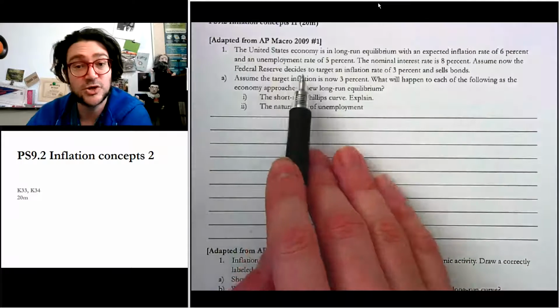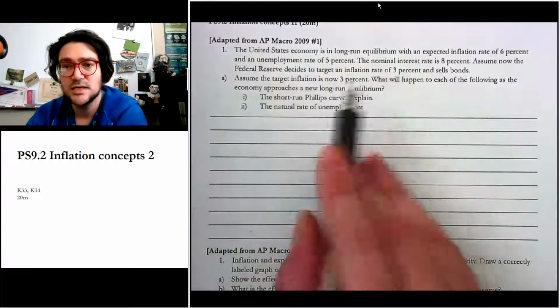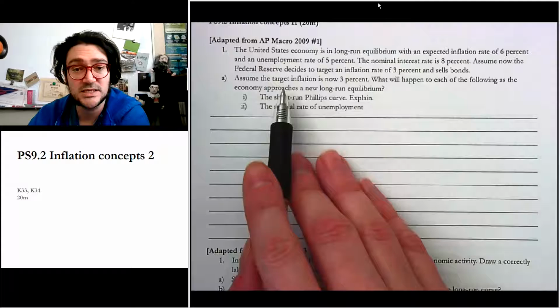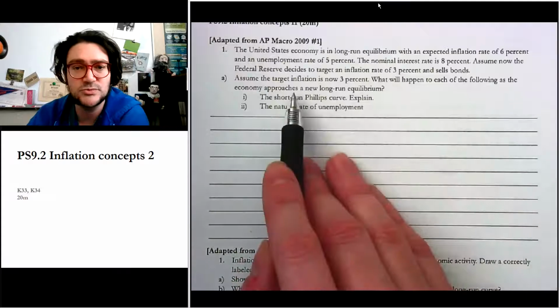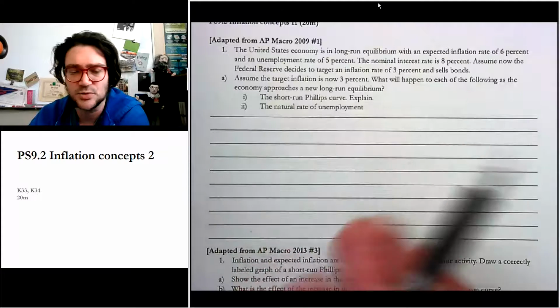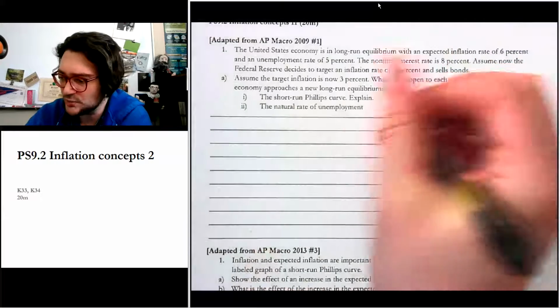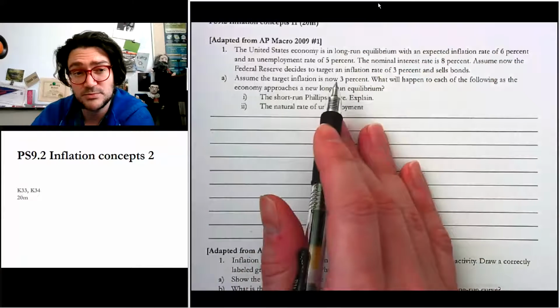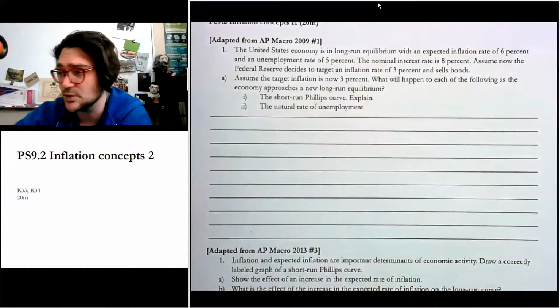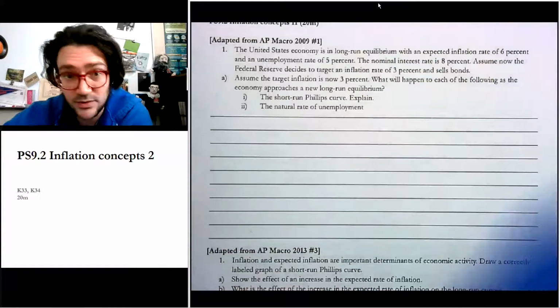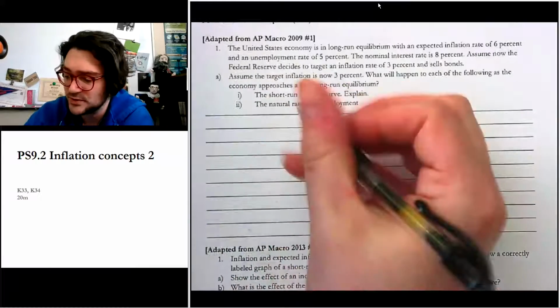And then it says, assume the target inflation is now 3%. What will happen to each of the following as the economy approaches a new long-run equilibrium? The short-run Phillips curve, explain. Natural rate of unemployment, explain. So what we have to remember from this problem before, it might help to take a moment and go back and look at the previous one where we did this problem already.